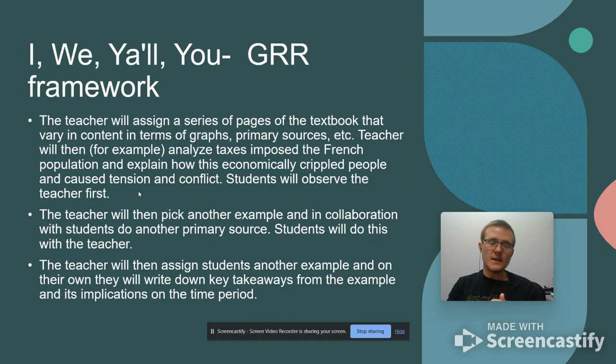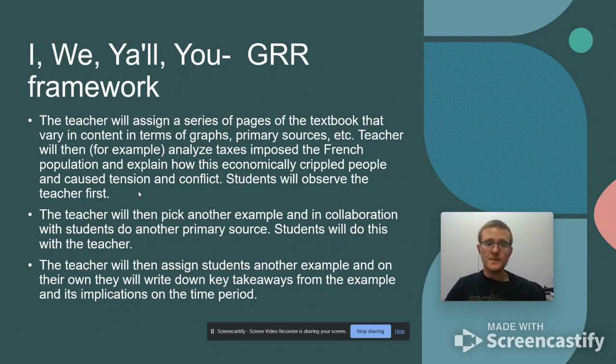It's to give students an idea of the social dynamics around the time period so that they can have an idea of how the third estate was treated. How were the poor people treated? Or the rest of the 99% of the population. And the purpose of the I doing it is so that the students can have an idea of what the teacher is looking for.